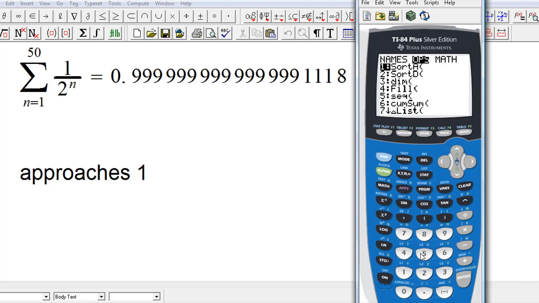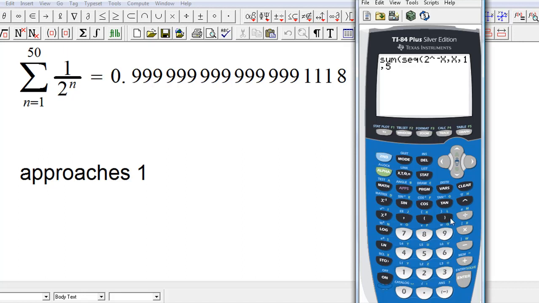Then this is sequence, right? And what is my sequence? 2 to the power negative n, 1 over 2 to the n. It doesn't take n, so I'm taking it as x. And let's go from 1 to 50.